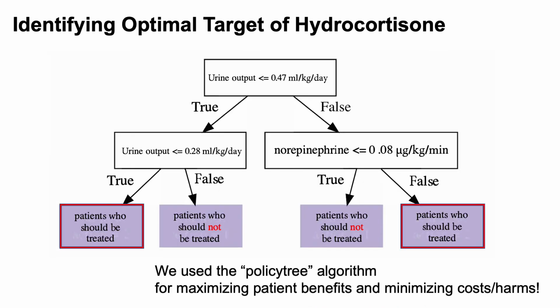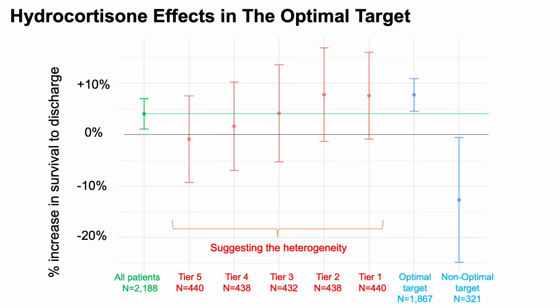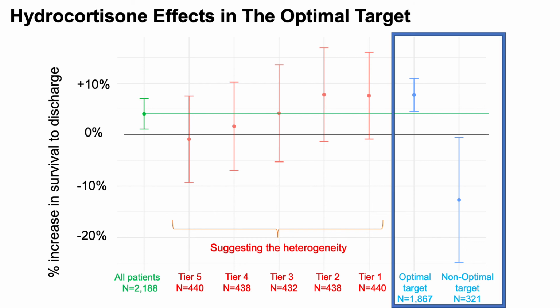Then we identified patient subgroups that most benefit from hydrocortisone using the policy tree algorithm. Here, urine output and the amount of norepinephrine used were identified as two key variables. So, patients with either decreased urine output, or patients with maintained urine output but who require a moderate dose of norepinephrine, might benefit most from hydrocortisone. As you can see here, those patients are more likely to benefit from hydrocortisone therapy, by approximately 8% increase in the in-hospital survival.